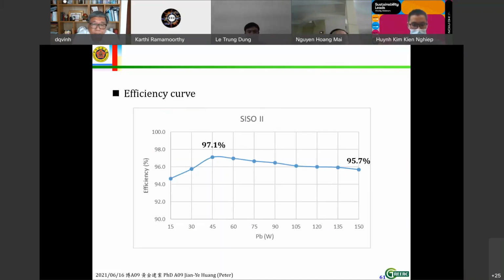And this figure shows the efficiency curve of Tsorng-Juu. The highest efficiency is 97.1% at 20% load, and the full load efficiency is 95.7%.